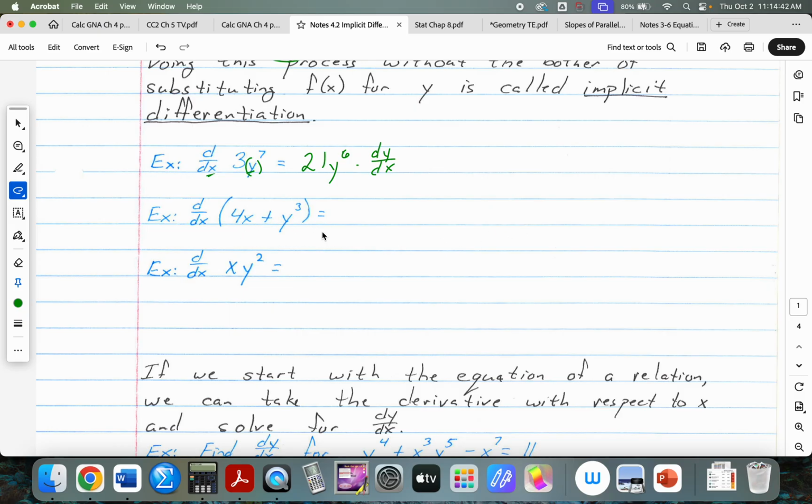If we have the derivative with respect to x of a sum like this, we'll just do each individual term. So what's the derivative with respect to x of 4x? 4. No big deal, right? Then the derivative with respect to x of y to the third, we start off just as normal, 3y squared, but we have to multiply times the derivative of y with respect to x because we have to respect the chain rule there.